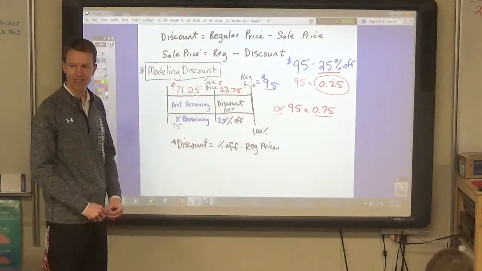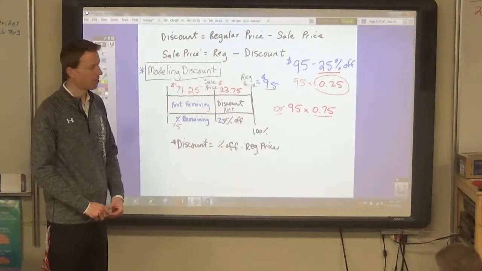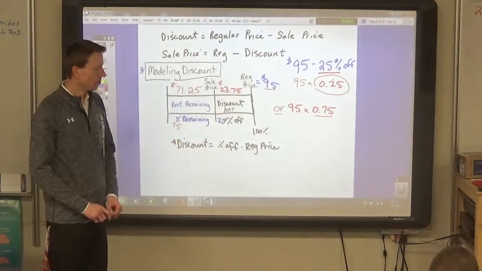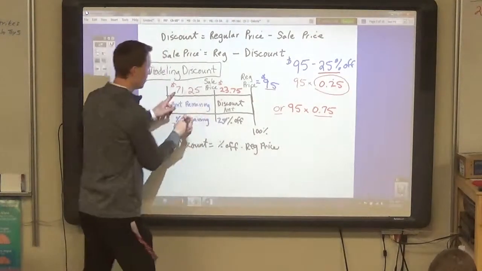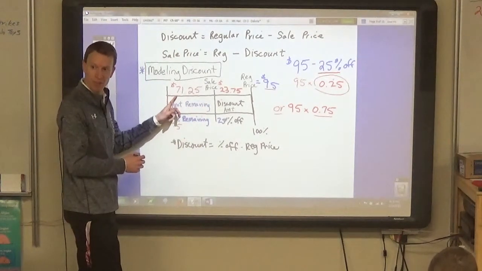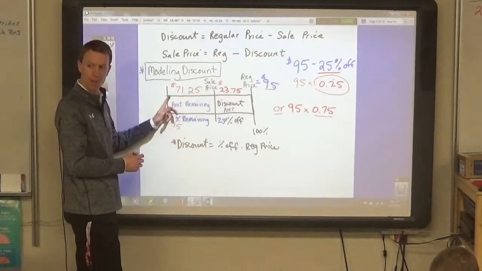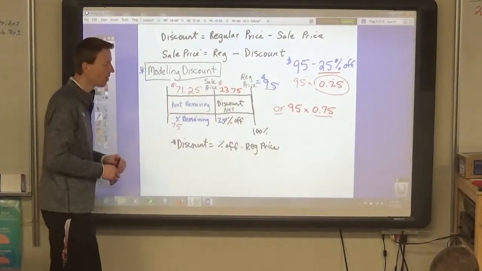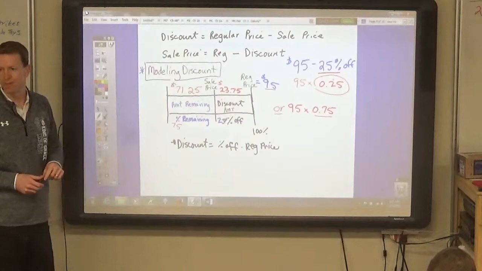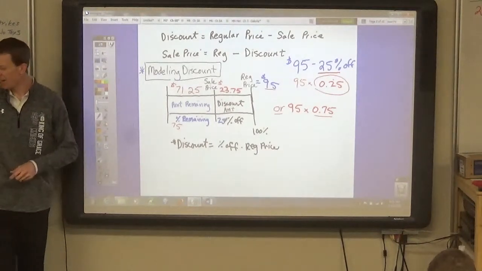Wait, so that would be 95 times 75 hundredths would be the $71? Right, because that's the remaining percentage. And the remaining amount then is $71.25. Yep. You got that?